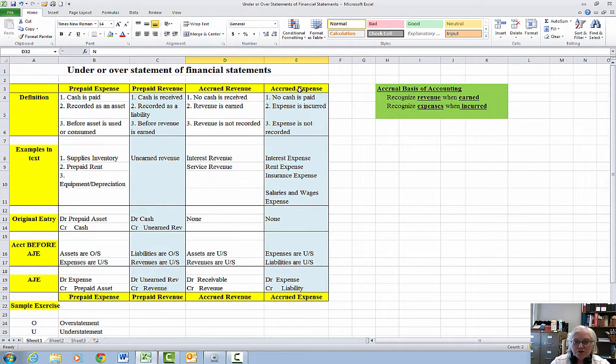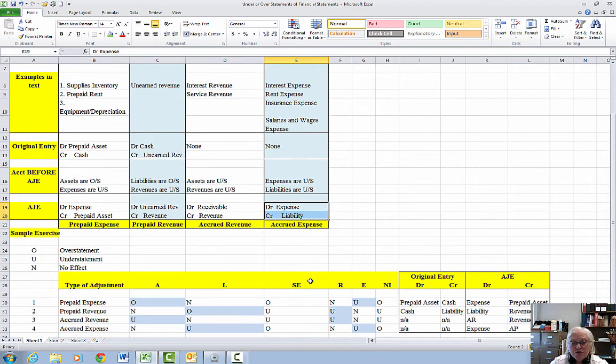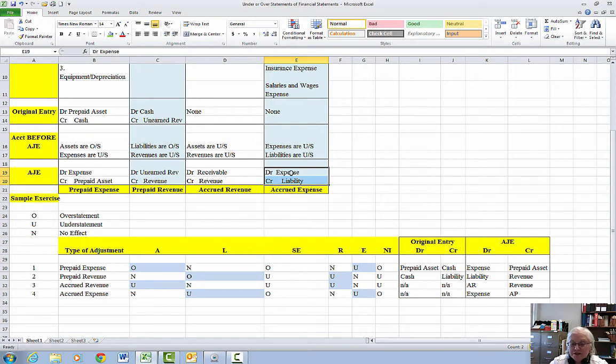Okay, and the last one, accrued expense. Again, we want to recognize the expense in the period when it's incurred. So in the definition, no cash is paid, but the expense is incurred, and it's not been recorded. So our job is to record the expense in the period that it was incurred, even though we haven't paid it yet. So there's no original entry. The adjusting entry will need to debit an expense and credit a liability because we owe the money. If we do not make that adjusting entry, then we did not record the expense, so our expenses are understated. We also didn't record a liability, so the liabilities are also understated.